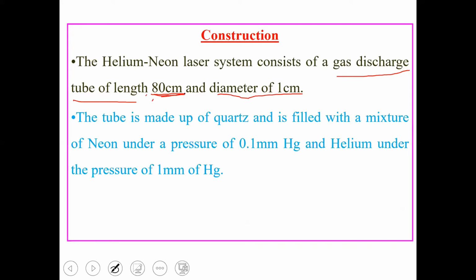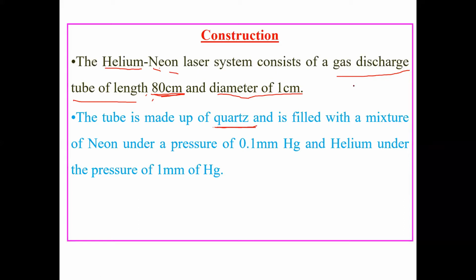The tube is a quartz discharge tube filled with a mixture of helium and neon gas. The tube is made of quartz material, which can operate up to 1000 degrees centigrade without breaking down. Normal glass breaks or softens below 500 degrees centigrade, while quartz has a high melting point and a high softening temperature above 1000.